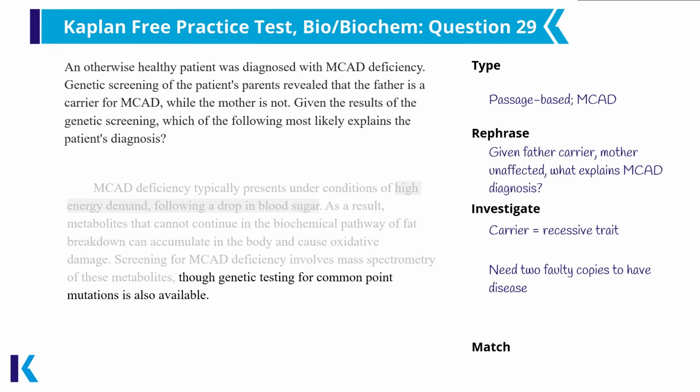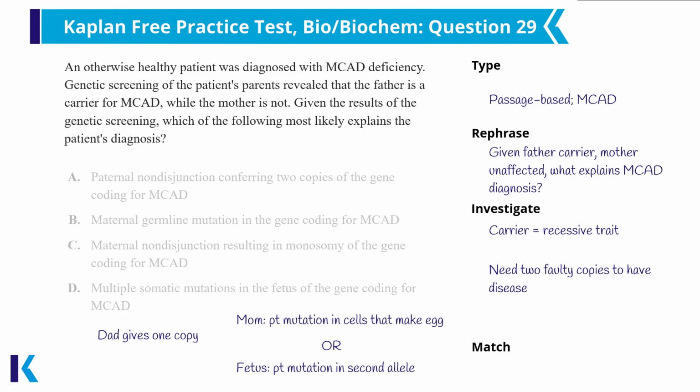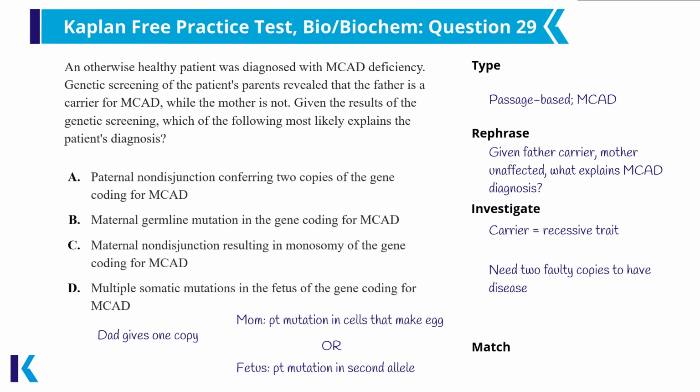Since I need two faulty copies to express the disease phenotype, and I know that one copy can be coming from dad, then the other faulty copy can arise in two different ways. I can either have a point mutation in the cells that make the egg, which means that the mutation is only present in the eggs and is not present in the rest of mom's cells. Or mom passes down a normal copy of the MCAT gene, but the point mutation in MCAT occurs in the fetus super early in development. I'm not 100% sure though, so I'm going to carefully analyze the answer choices and see if something works.